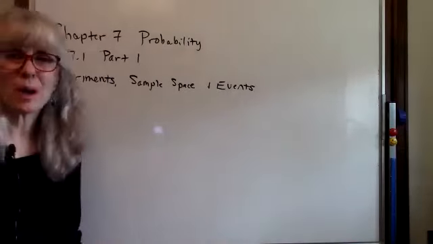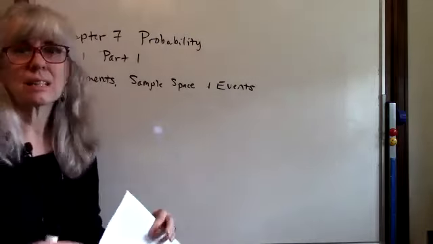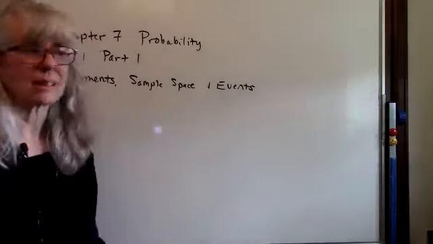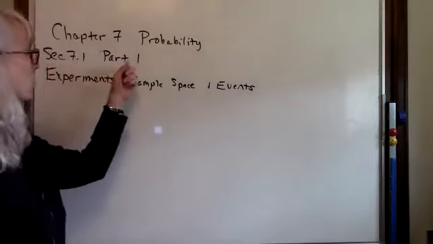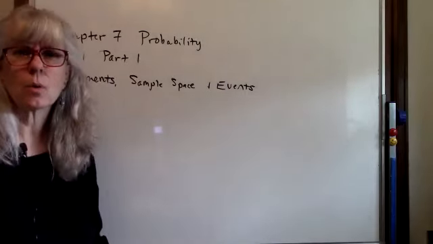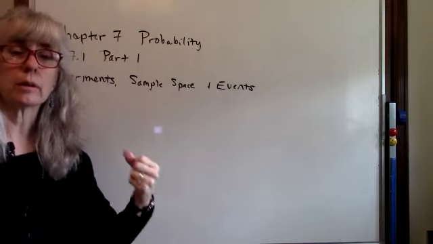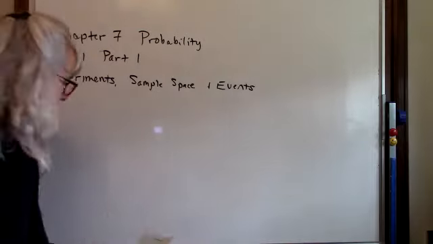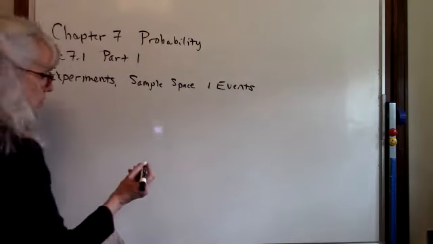Chapter 7 is all about probability. Chapter 6 leads us quite well into probability. In section 7.1, part 1, we're going to talk about experiments, sample spaces, and events. This is a lot of vocabulary, just getting used to the vocabulary used in probability. So let's start off with some vocabulary terms.